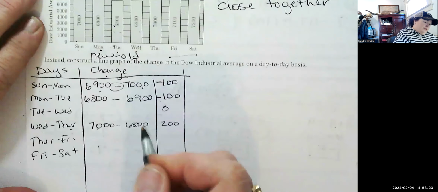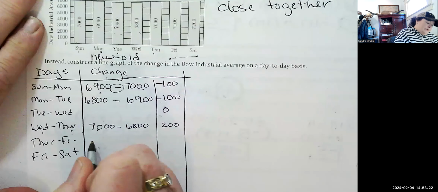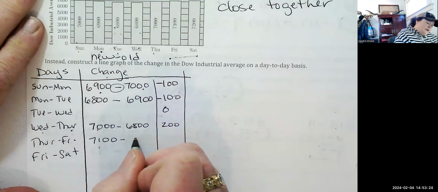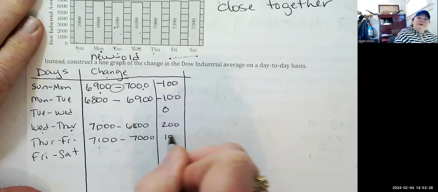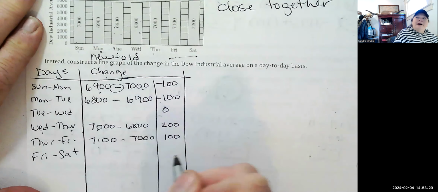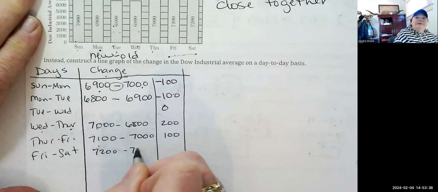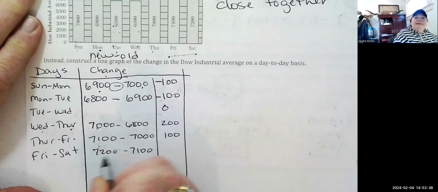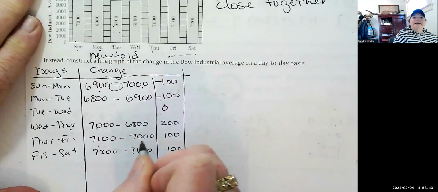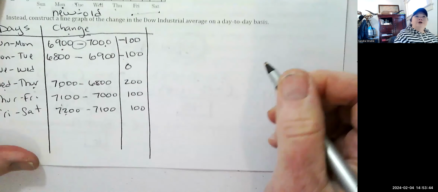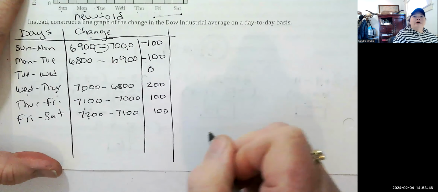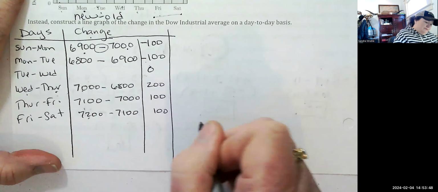All right. Thursday to Friday. The new value is 7,100. The old value is 7,000. Subtract the numbers because their signs are different, and take the sign of the larger number. Now we've got Friday and Saturday. Saturday is 7,200. That's the new minus the old, which is 7,100. Subtract them because the signs are different, and then we take the sign of the larger number, which is the 7,200. All right, let's create a line graph to show what's happening here.